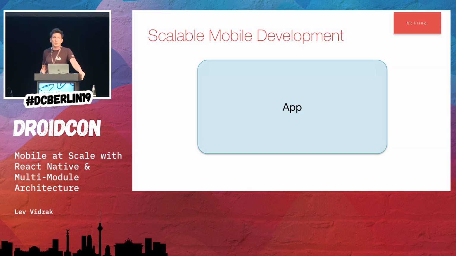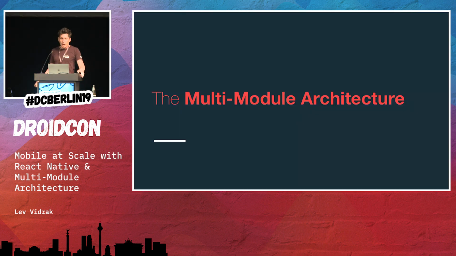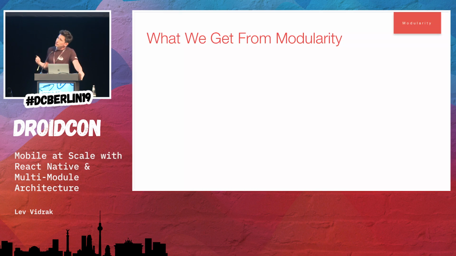So what we can do is split our application into pieces of code, into modules, where each module encapsulates a piece of code that is independent from other modules. Let's quickly understand what we get from this modularity. First of all, an independent way of work. One team should not be dependent on another team's work.